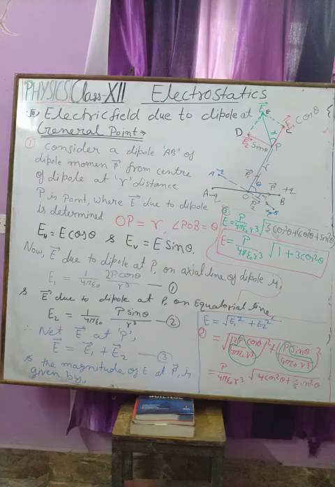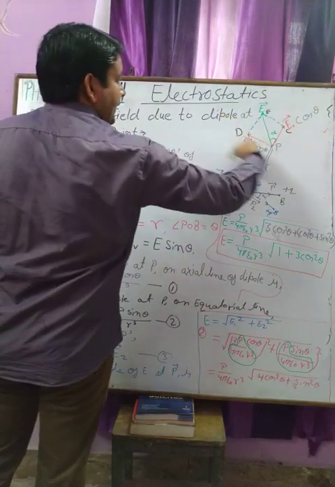Now we are calculating the direction of the electric field at general point P by using this rectangle.